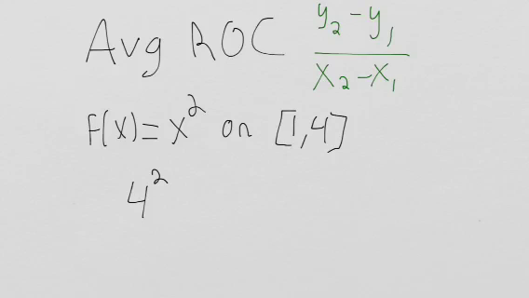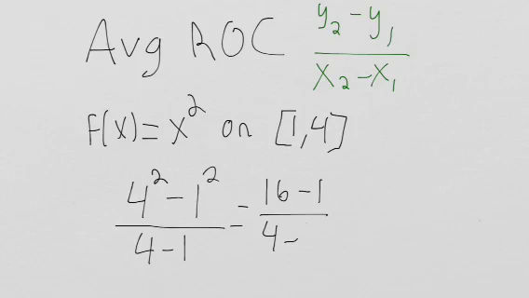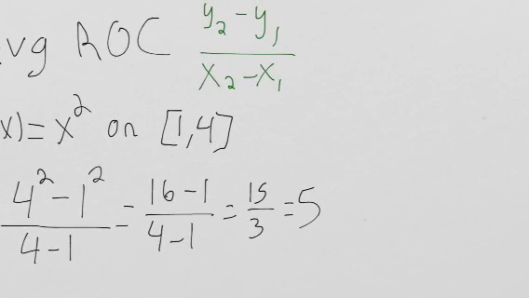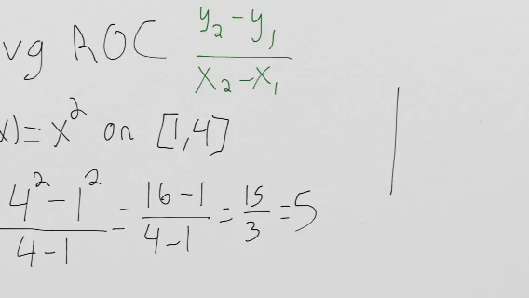There's my y2, 4 squared minus 1 squared. Okay, there's my change in y. I'm dividing that by my change in run, 4 minus 1. That gives me 16 minus 1 over 4 minus 1, which is 15 over 3, which tells me my average slope is 5. So that means on average, when I run by 1, I'm rising by 5 on this interval, right? So if I actually look at the graph of x squared, it's like this.